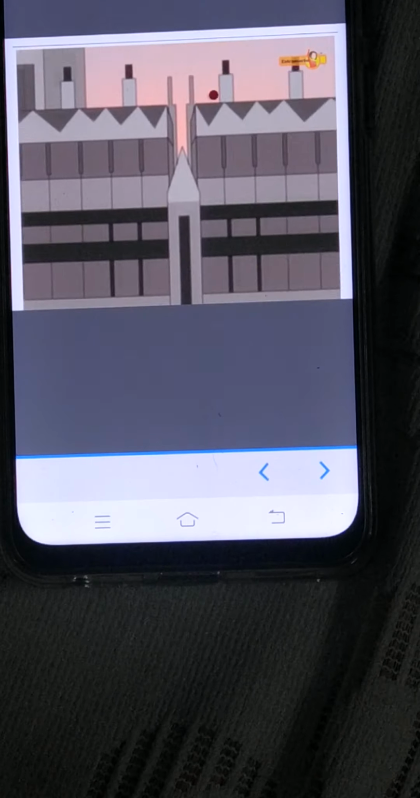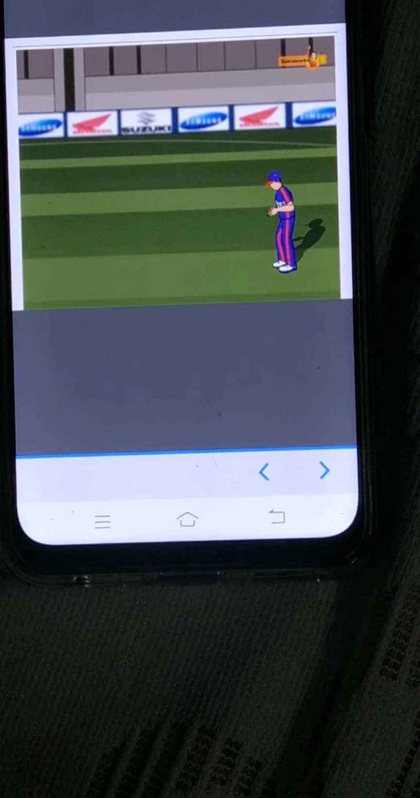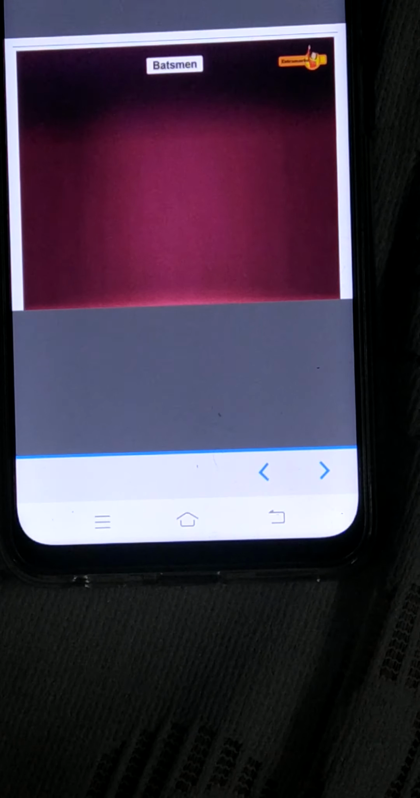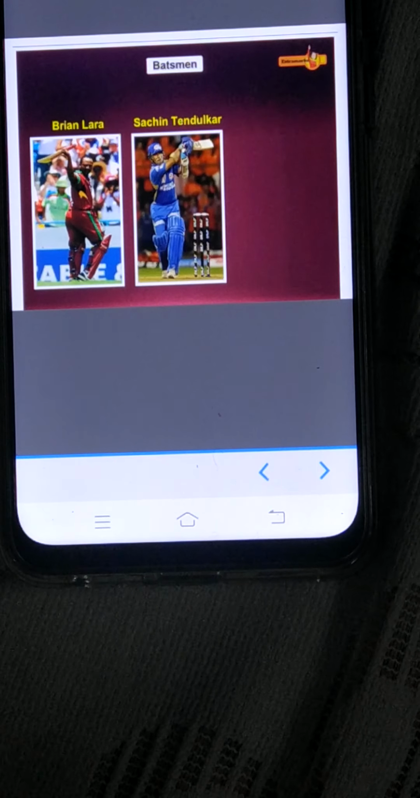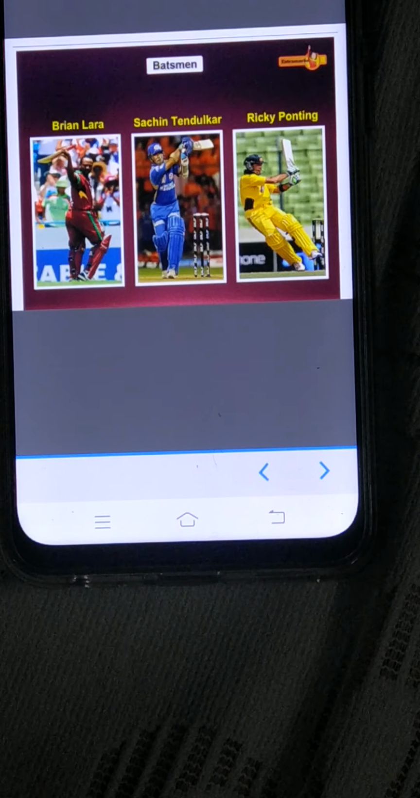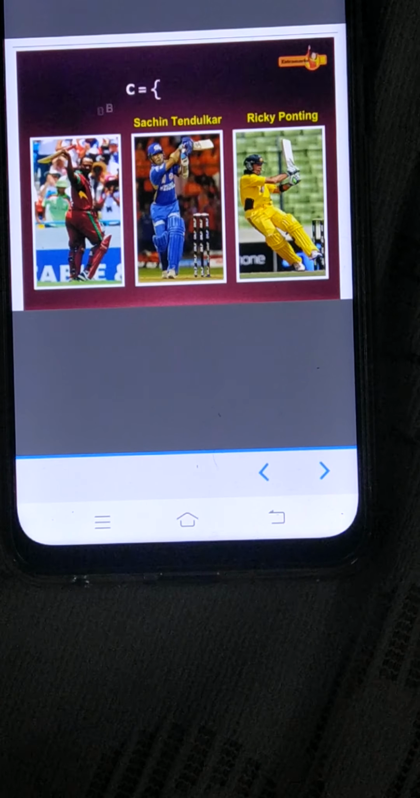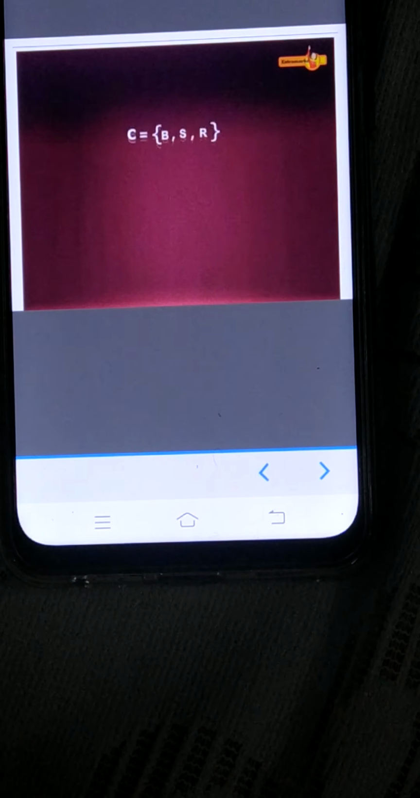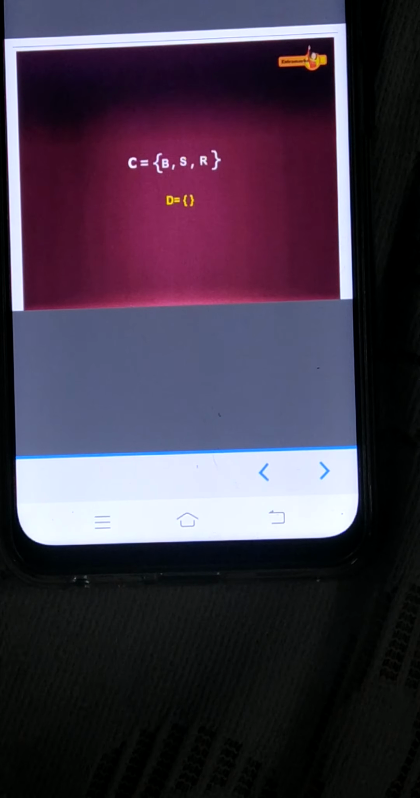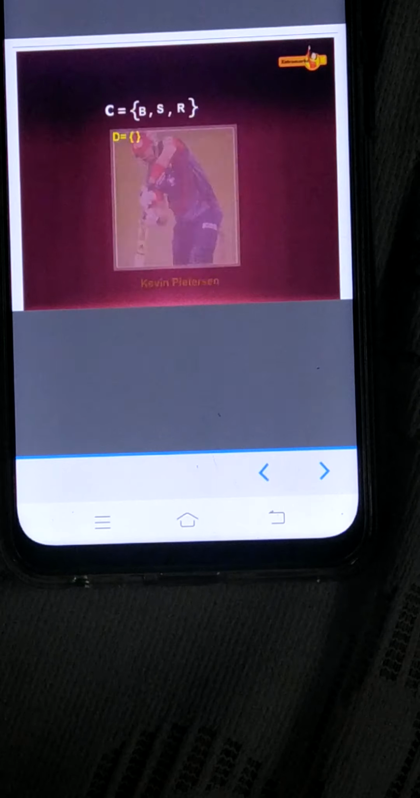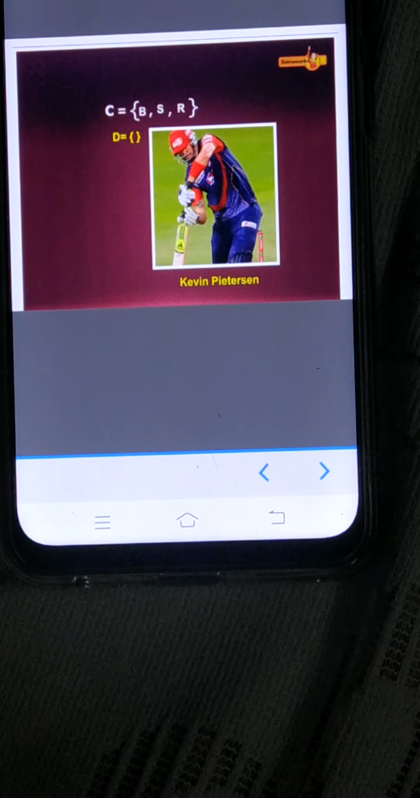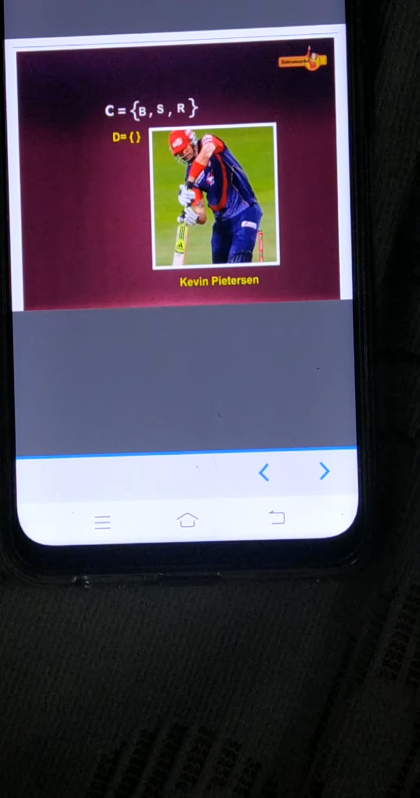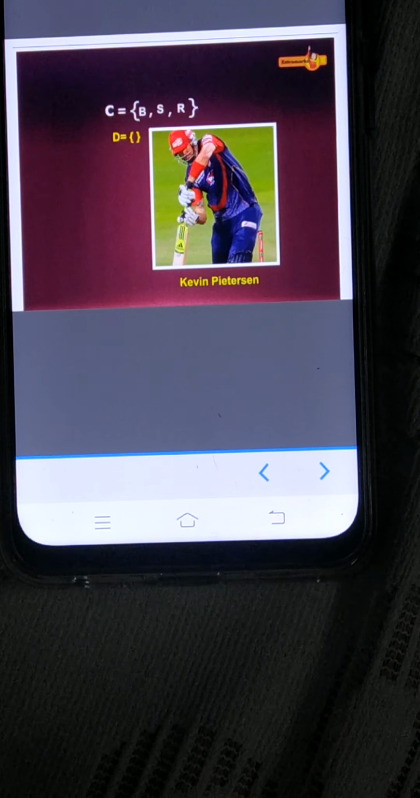Let's have some fun with cricket. In a particular day of cricket practice season, 3 famous batsmen, Brian Lara, Sachin Tendulkar, and Ricky Ponting are practicing. Let us make a set of these 3 batsmen. Name it set C. Now from the given set C, can you make a new set D, whose elements have the starting letter K? As we are trying to find out whether Kevin Peterson is present in the set C or not. Yes, you can make a set even in the absence of an element.